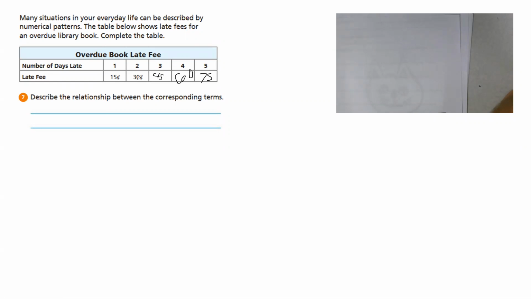Describe the relationship. Okay, so number of days, let's give that a variable. Let's call that N. Late fee, let's call that F. So N times 0.15, right, 15 cents, equals F.